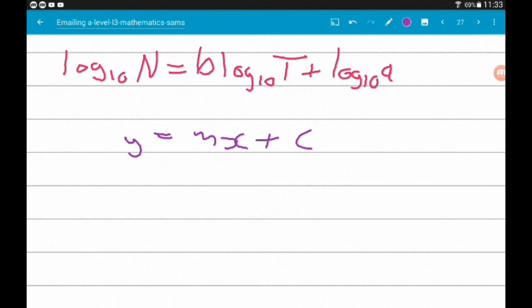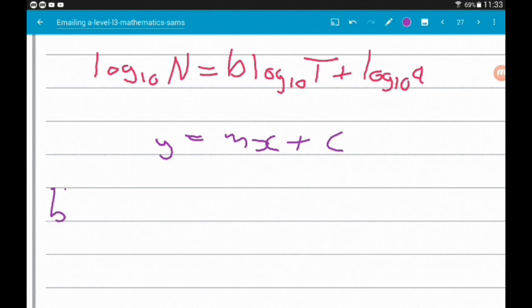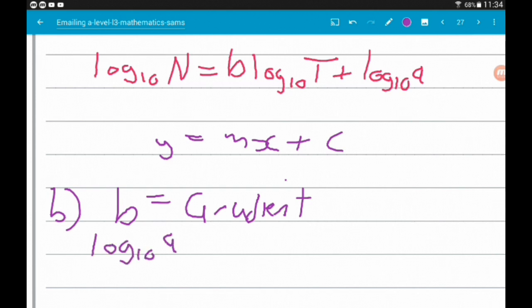So what are we going to need to do then? Well, we need to work out the values of b and a. So b, because that's multiplying the log base 10 of t, and t here is the equivalent of our x variable, b is the gradient of the line, and log a, or log base 10 of a, is our constant term, or our y-intercept. So log base 10 of a is the constant, or the y-intercept term.